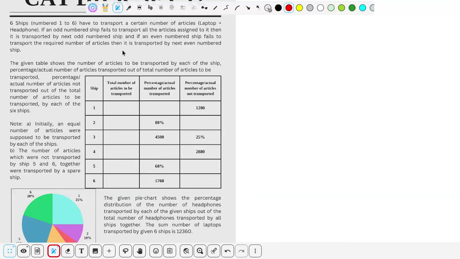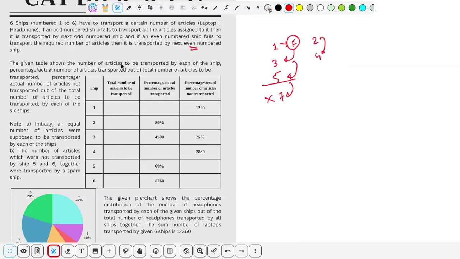Matlab there were ships number 1, 3, 5. So if one failed to transport the articles, this work will be done by the third one. And if the third one fails, then this work should be done by the fifth one. And if the fifth fails, this work should be done by the seventh one. This is something given, because seventh तो होगा ही नहीं क्योंकि 6 ships हैं. तो yeah, if an even number ship fails to transport the required number of articles, then it is transported by the next even number ship. सेम है, अगर इवन फेल हुआ तो इवन नंबर ही उसे ट्रांसपोर्ट करेगा. It is given. कूल, समझ गए यहाँ तक.